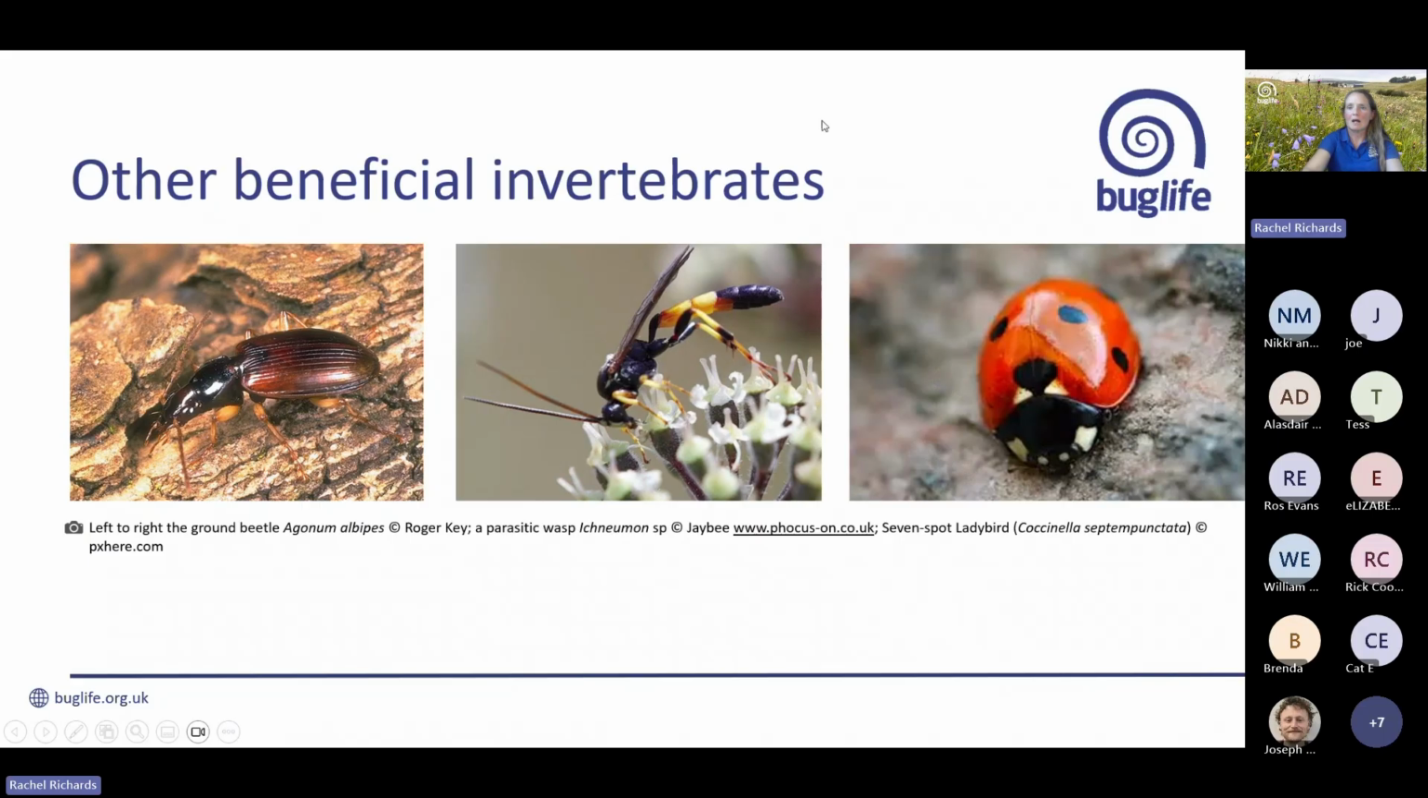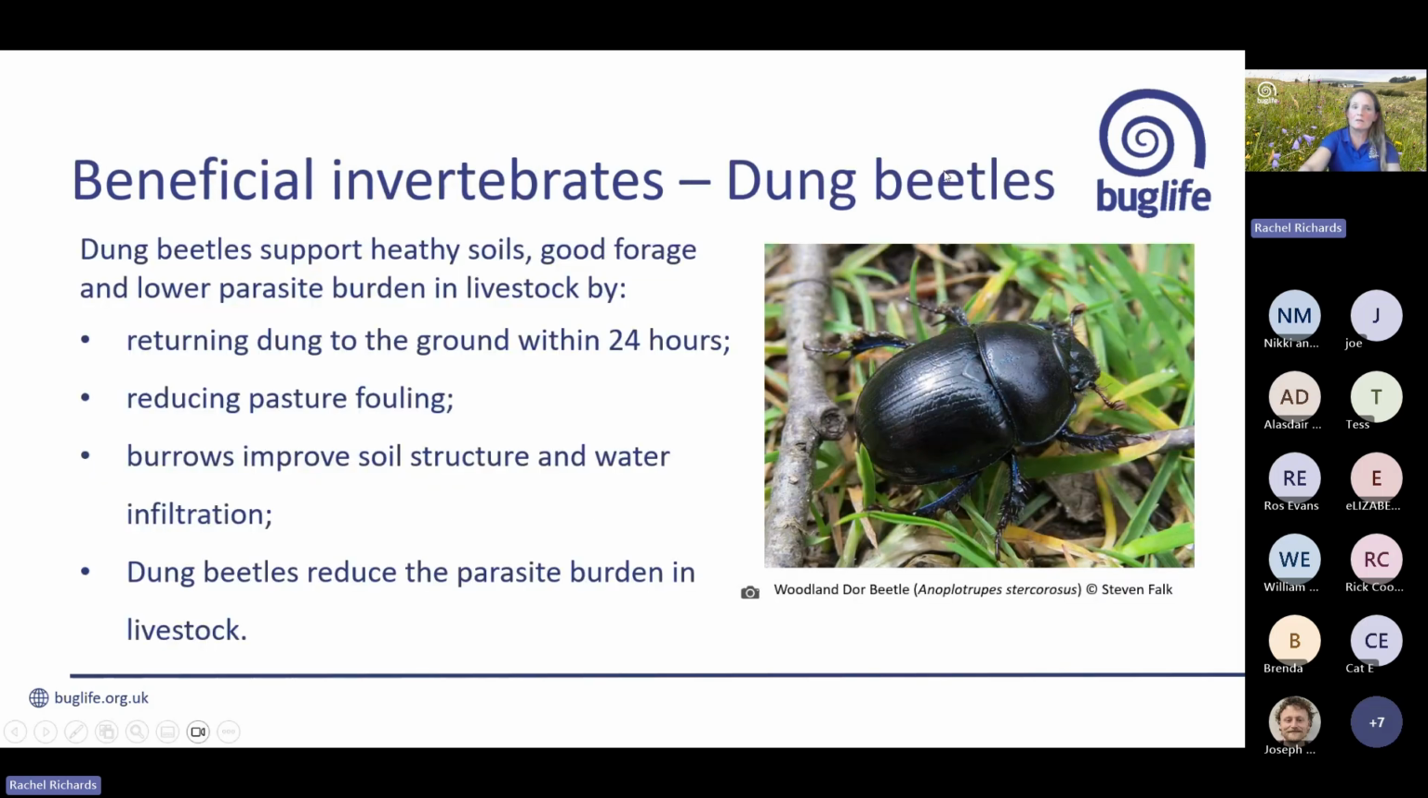There we go. So other beneficials, we've got some ground beetles there, parasitic wasp, ladybird. I'm just going to talk a bit more about some other beneficials. So yeah, of particular relevance to grassland, of course, and anyone who's a livestock farmer, is dung beetles. There's an organisation called Dung Beetles for Farmers, which is really worth looking up. They've got some great resources. But dung beetles really support good, healthy soils. They're really good for soils.